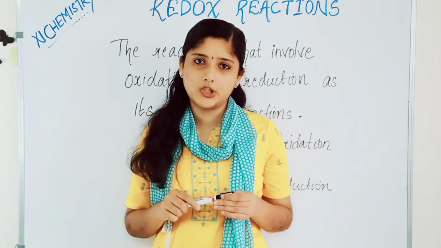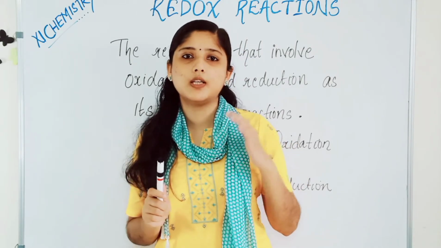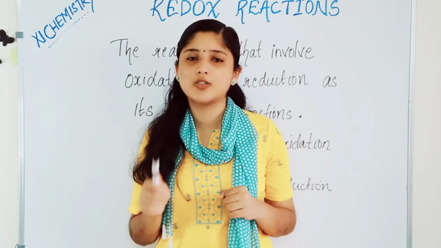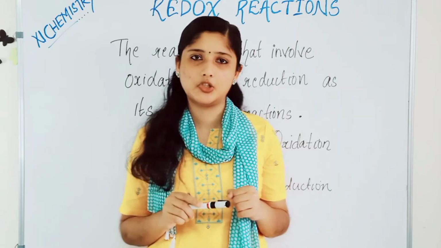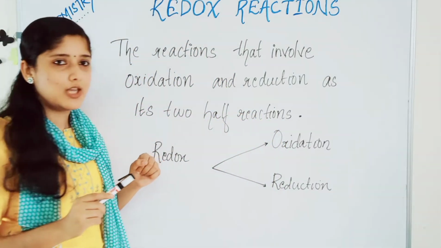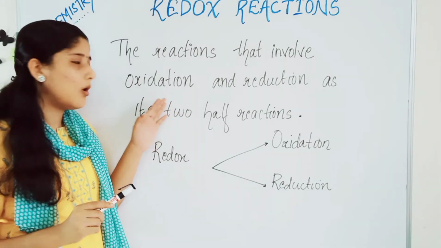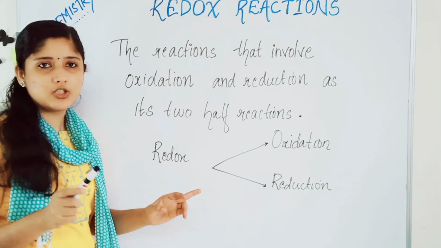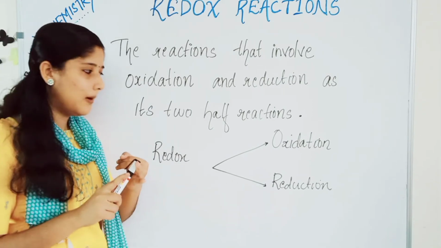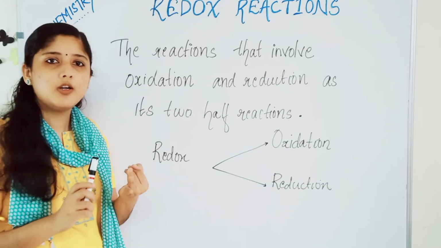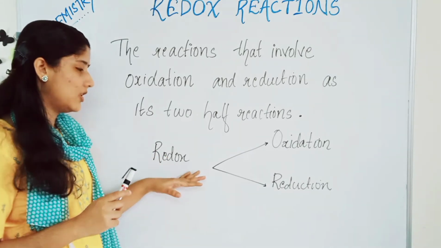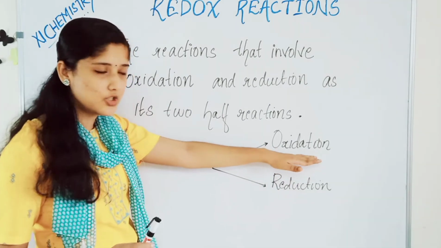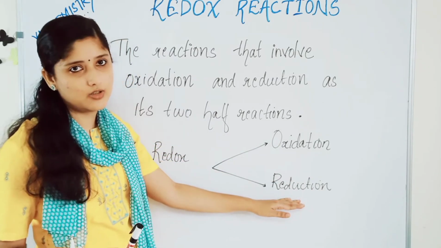What is a redox reaction? It's a compilation, or it combines both oxidation process and reduction process. These are two reactions in chemistry, oxidation and reduction. So now let's look at the definition of a redox reaction. The reaction that involves oxidation and reduction as its two half reactions. So two half reactions, both oxidation and reduction, combine to form a redox reaction. A redox reaction will always contain an oxidation half reaction and a reduction half reaction.